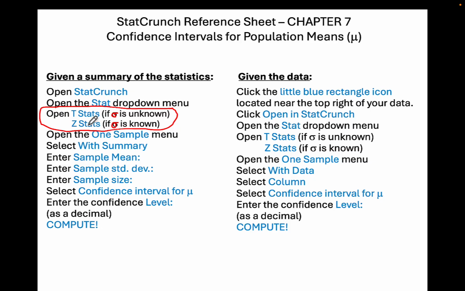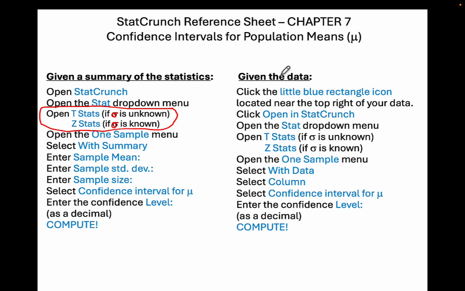From there, we'll open the One Sample menu. We'll select With Summary. We'll enter the sample mean that they ask for. We'll tell the program the sample standard deviation and the sample size. We'll select our confidence interval for mu, and then we'll enter the confidence level as a decimal, just like in the last section, and hit Compute.